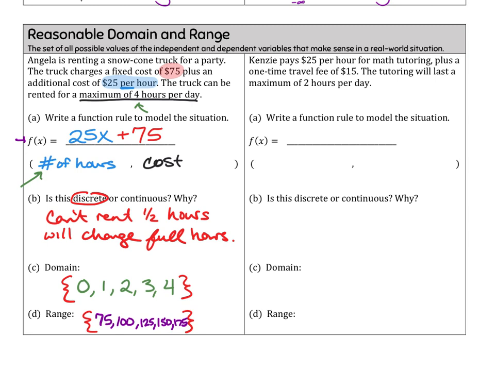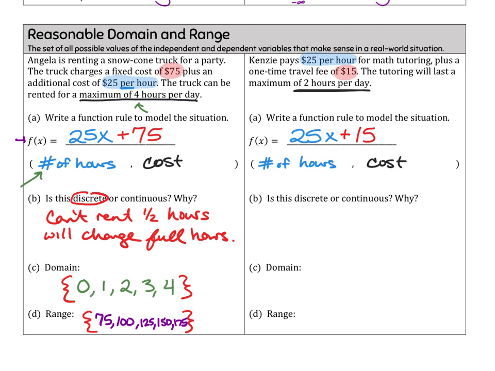Let's highlight what's important. We have a flat fee, this travel fee of $15, and again, $25 per hour for the tutoring. Our maximum number of hours per day is 2 hours. Sweet. Let's model this situation. So if we have f of x, that's going to be per hour, so 25x, and then plus that travel fee of $15. Our input, remember, is the number of hours, and our output is going to be the total cost again of tutoring.